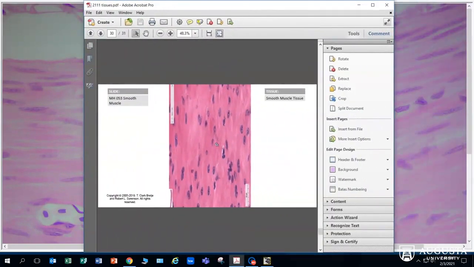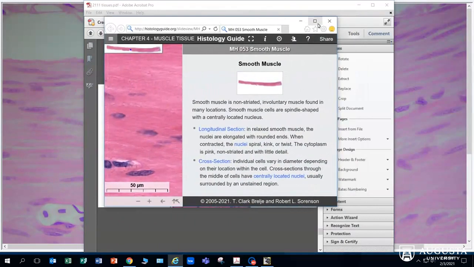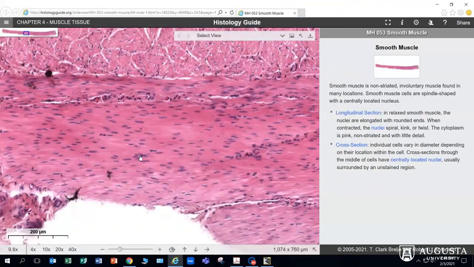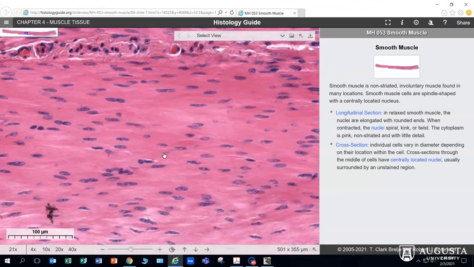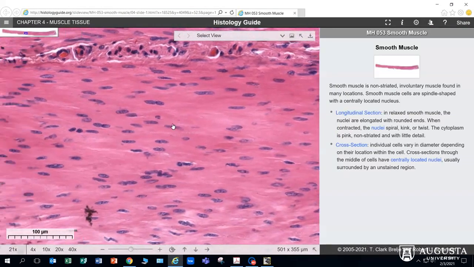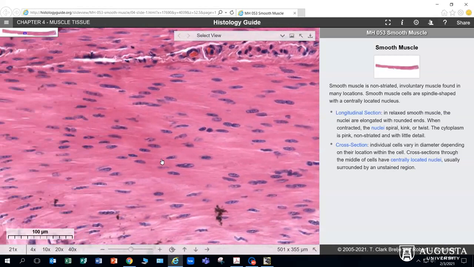If we look at the histologyguide.org website, we have smooth muscle tissue. If we get a closer look at this, we can see the individual spindle-shaped cells that almost look as if we stacked a bunch of pillows all up together.